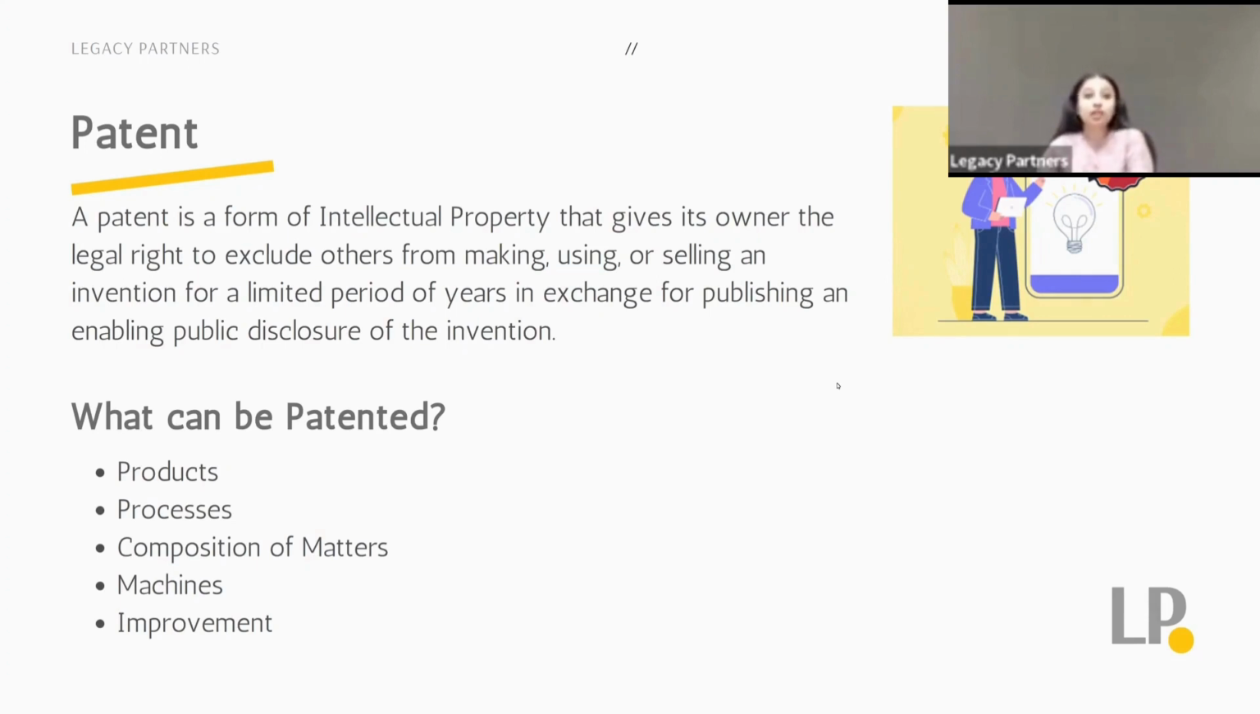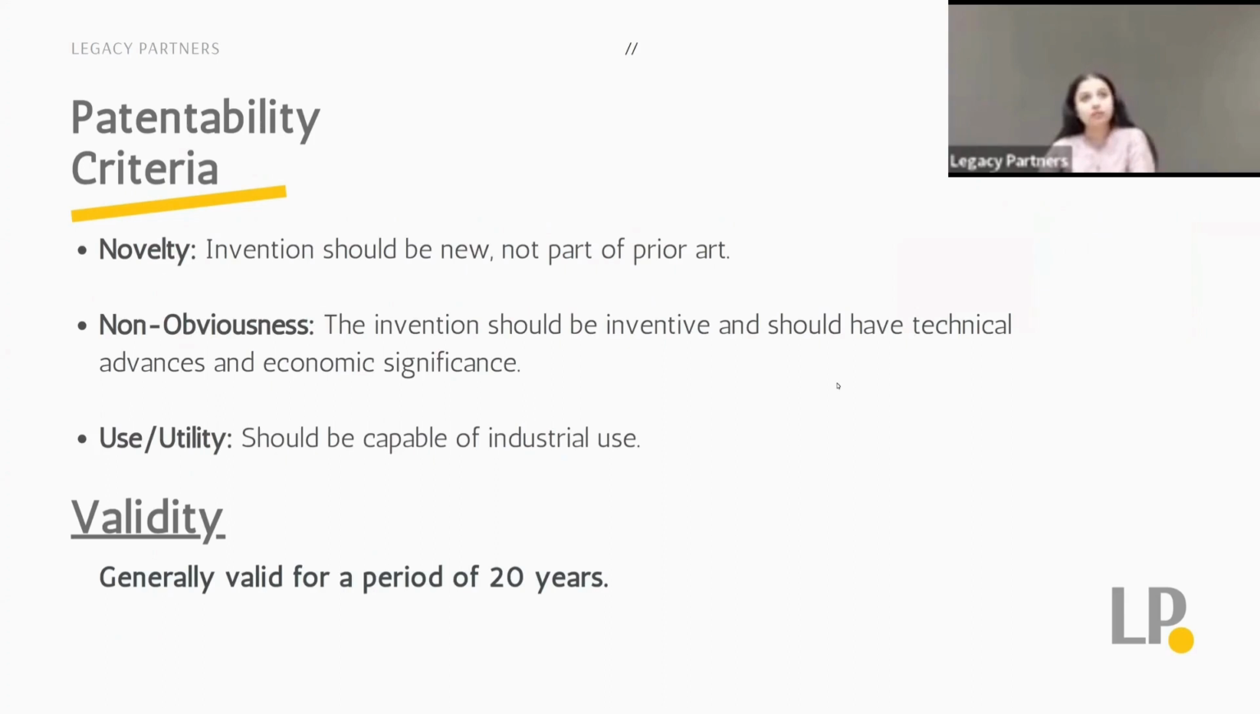Now, the items that can be patented include products, processes, machines, any improvements made, or compositions of matter that are new and have a novel feature in them. Such articles can be patented. As for the patentability criteria, there are three important criteria to be looked into before applying for a patent. The first is novelty. The invention you need to secure a patent for should be new, and it should not be a part of the prior art.